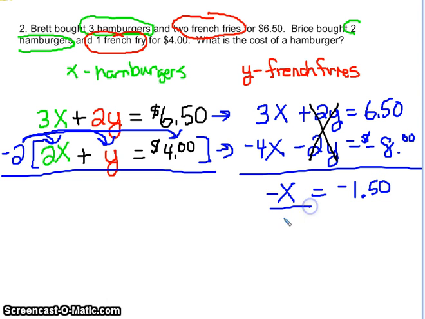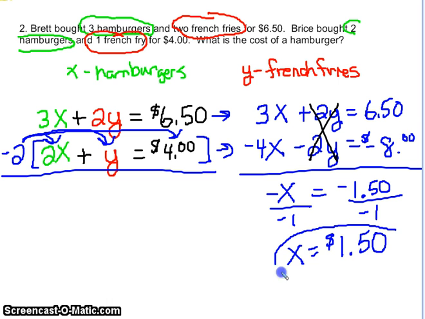And that makes sense because when we divide by a -1, a negative divided by a negative is a positive. Because you couldn't pay a negative $1.50 for a hamburger. Nobody's hamburgers are that bad, are they? So 1 hamburger costs $1.50.